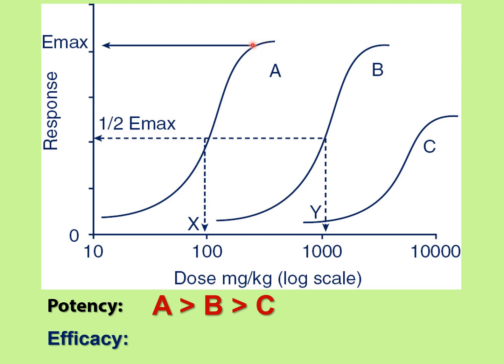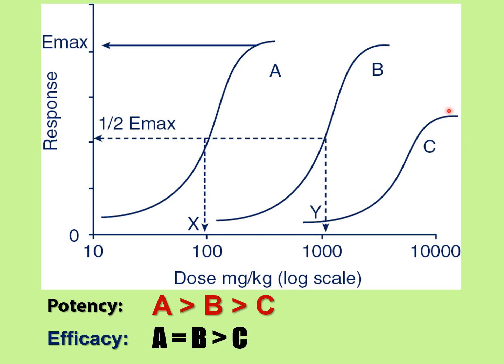Okay, so we hit 100. We hit 100% with A. We also hit 100% with B. Now C, even with 10 grams per kilogram, that's crazy, we never get above, say, 65 or 70% of Emax. Never get there. So in terms of efficacy, A and B would be the same, and they're both greater than C.